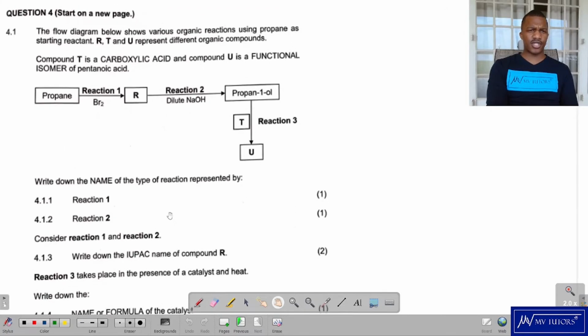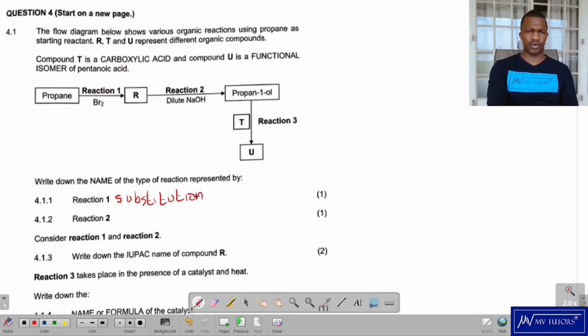Now it says question number 1, write down the name of the type of reaction represented by reaction number 1. Okay, let's go for red. Reaction 1. Okay, so we're just adding bromo to propane. So adding that, all we can do is just substitute. Where there's an H, we put a Br, and where there's an H again, we put a Br. So it's just substitution.